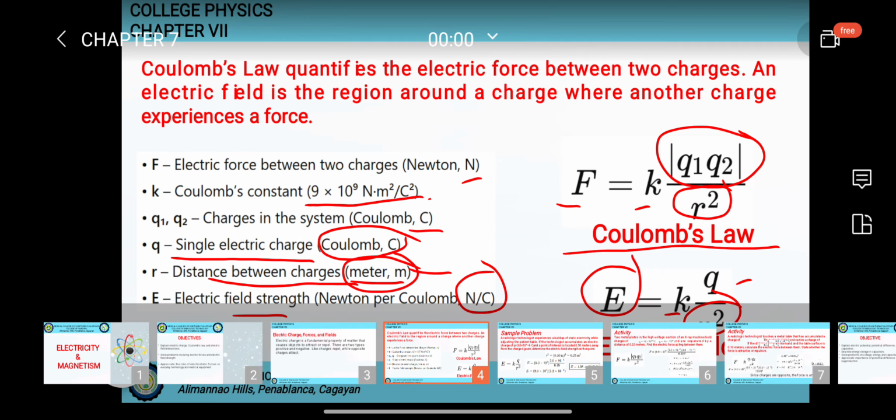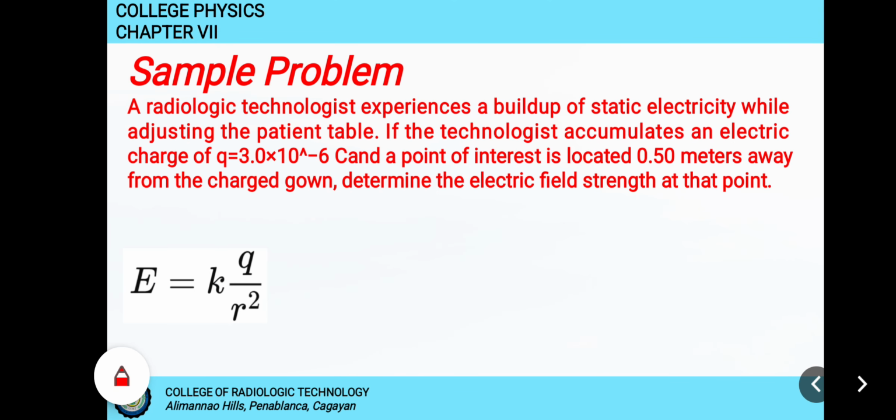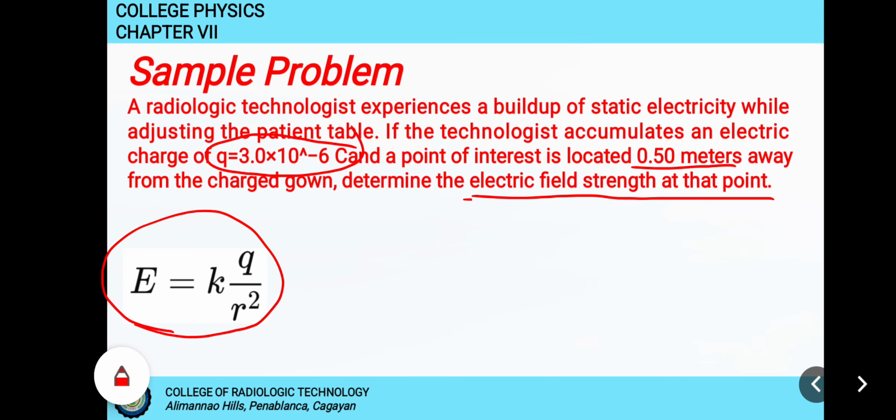So let's proceed with the sample problem. A radiologic technologist experienced a buildup of electricity while adjusting the patient's table. If the technologist accumulates an electric charge of, okay, single lang ito, 3 times 10 raised to negative 6 coulomb, and a point of interest is 0.50 meters away from the charge, determine the electric field strength at that point. That's why we are going to use this formula because we are looking for the electric field. Okay? So take note that this one is your Q.